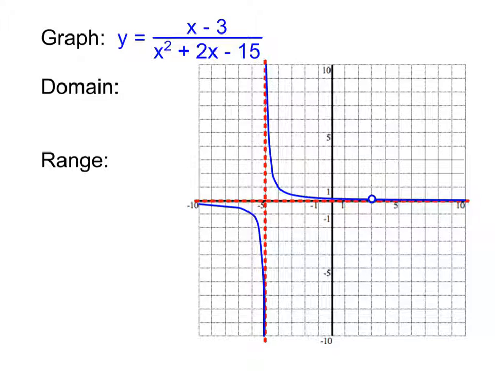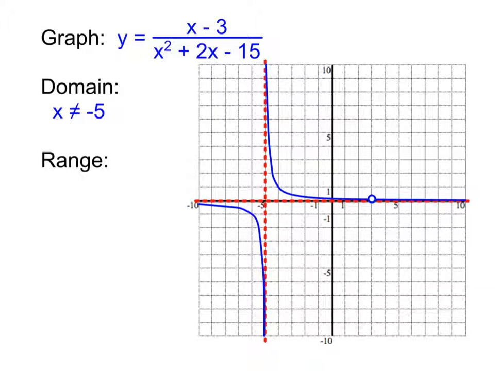Now, having seen the graph, let's take a look at what the domain and range would then be for a graph that looks like this. Well, domain, of course, remember, that's our x values. And so, in this particular graph, remember, we've always just said it was x cannot equal the asymptote. So before we would have said just x cannot equal -5. It's all real numbers except for -5.